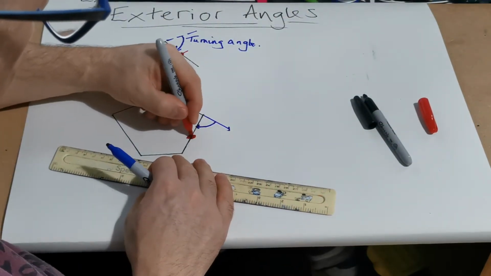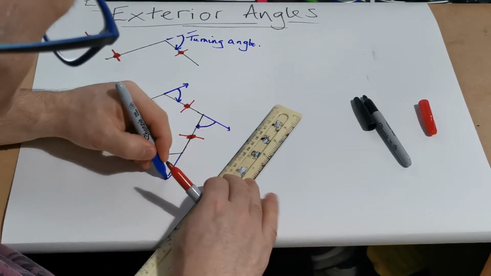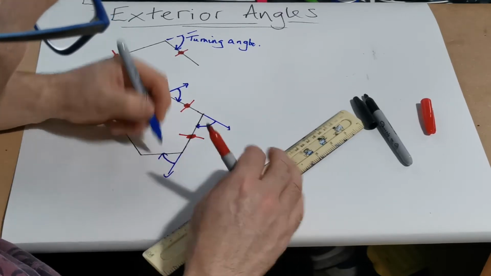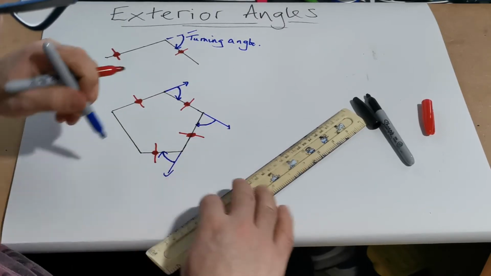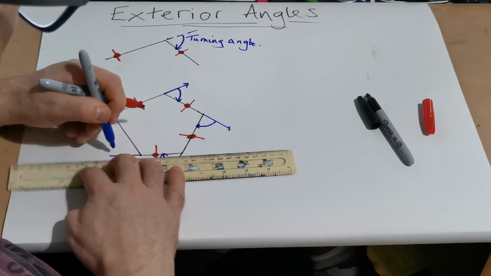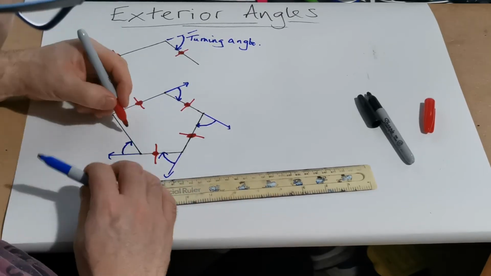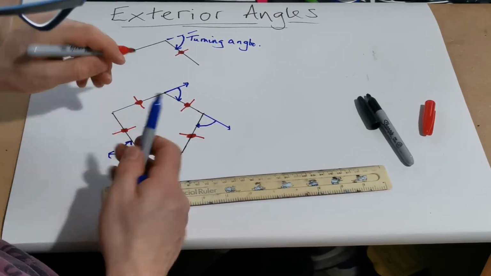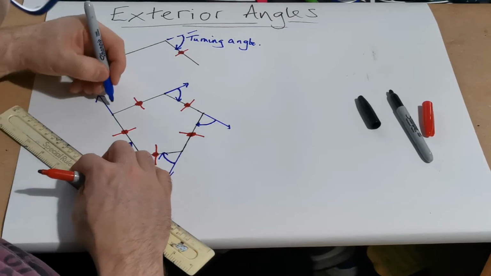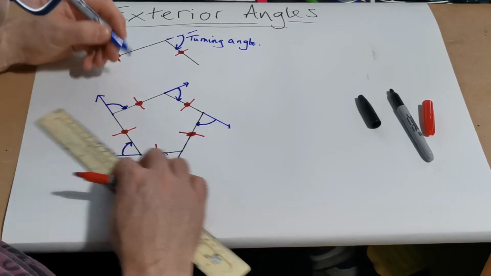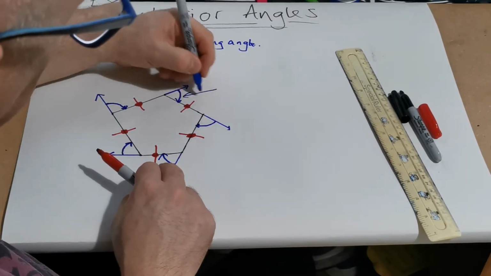in order to come down this path, and then I have to turn my body through that angle there in order to be able to walk down this path, and then turn my body through that angle there in order to walk down the next path. And I'll turn my body through that angle there in order to get back to the beginning. Now, these 5 angles here are all called exterior angles.